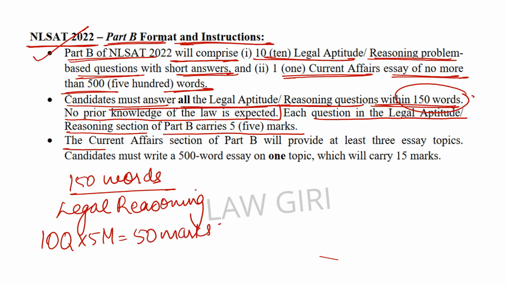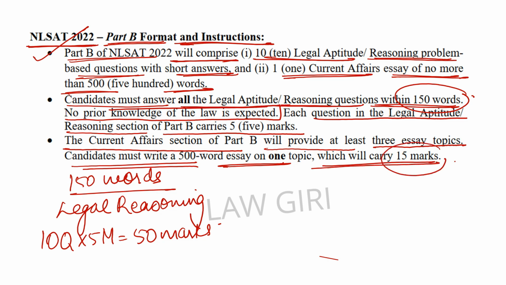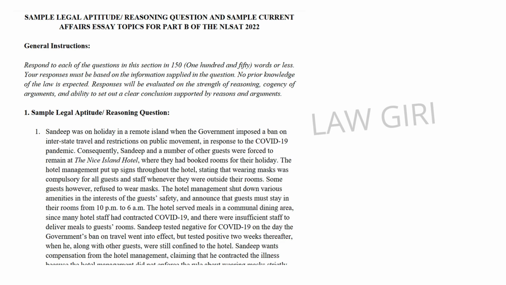The current affairs section of Part B will provide at least 3 essay topics. Candidates must write a 500-word essay on one topic, which will carry 15 marks. This also we know. Now, let's move on to the sample questions. Let's read the general instructions. Respond to each of the questions in this section in 150 words or less. Your responses must be based on the information supplied in the question.